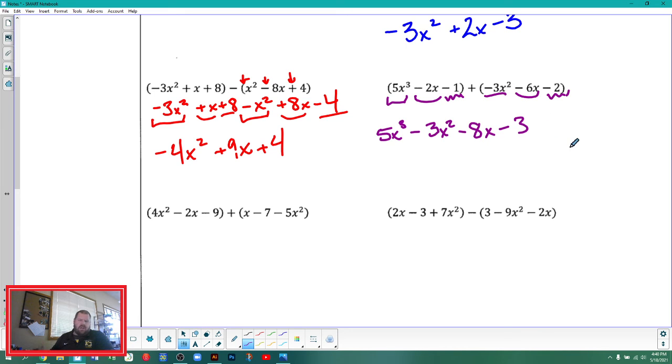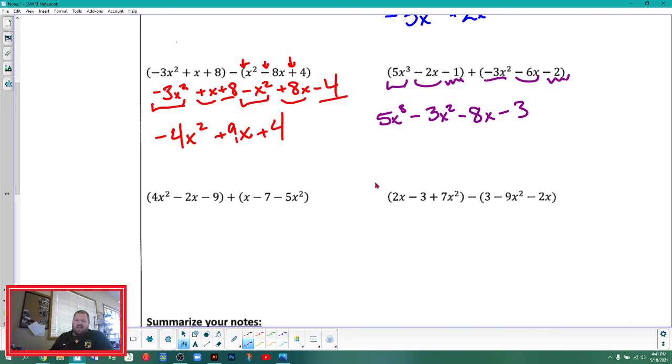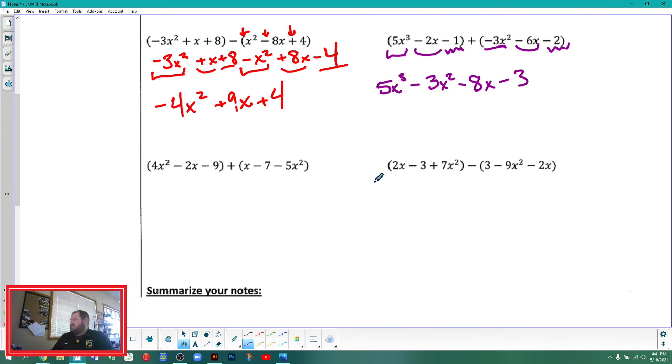So if we were doing the thing from before, we'd say, oh, it's a cubic polynomial with 4 terms with leading coefficient 5. And the reason we bring that up is that it gives a lot of information about what the graph would look like if we were to graph it. That's why we want to know all those things.